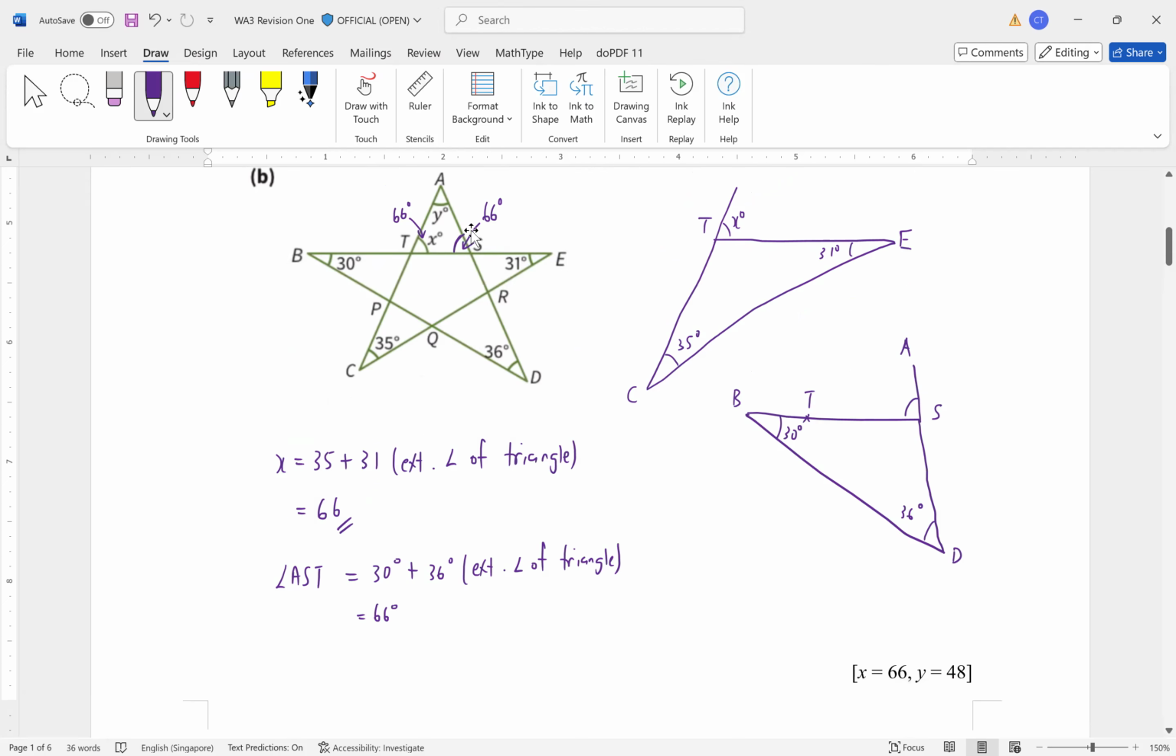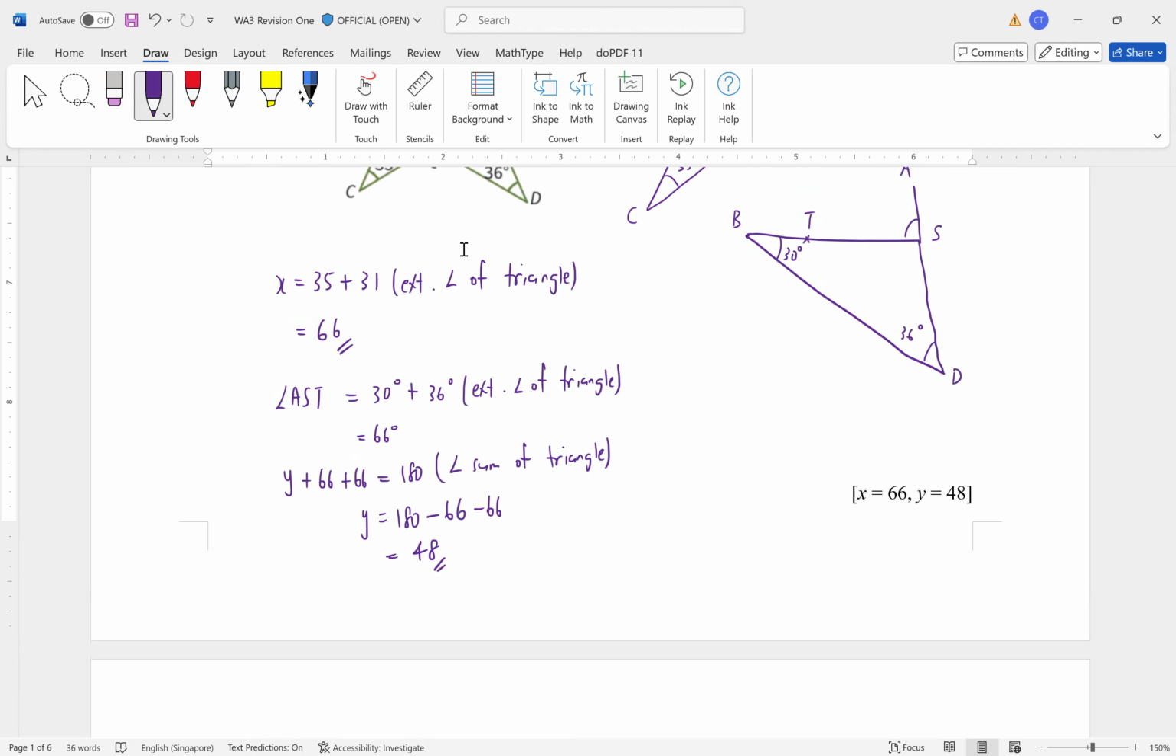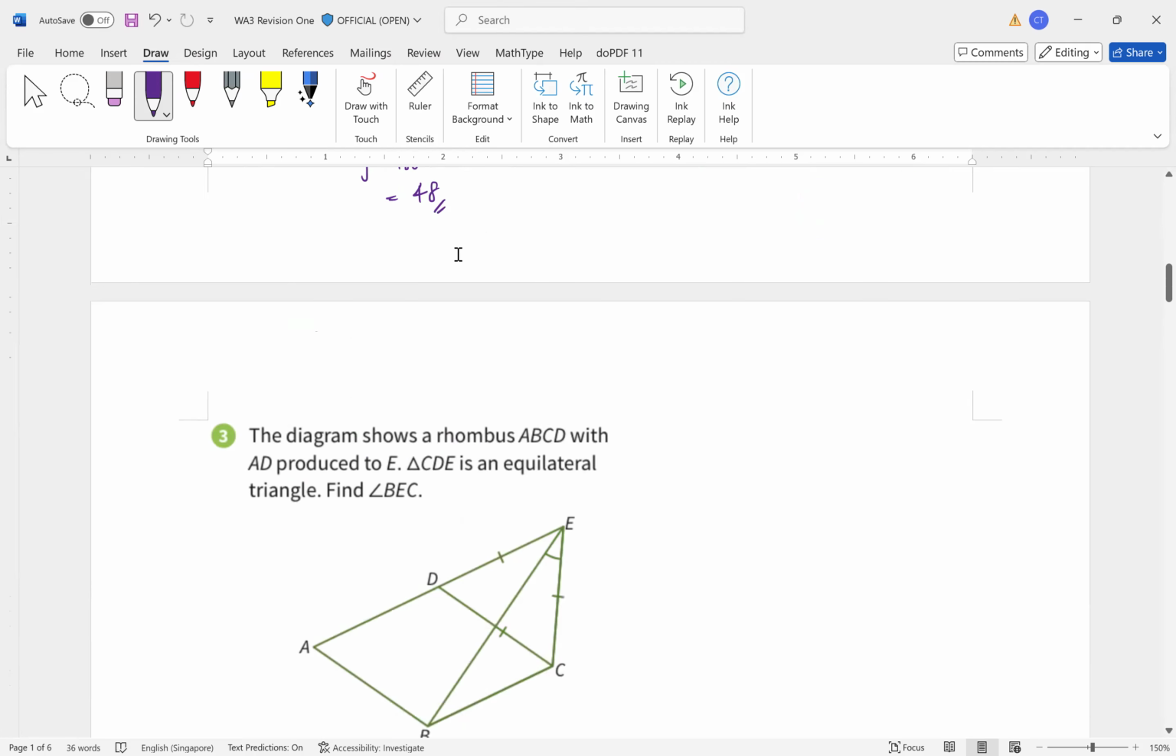So then angle Y will just be 180 minus 66 minus 66. Right, so let's finish up the question. So Y plus 66 plus 66 will be 180. So this is angle sum of triangle, right? Then so Y will be 180 minus 66 minus 66. So that will give us 48. That's the answer. Right? Okay, so do go and practice more of this property, okay? Exterior angle of a triangle.